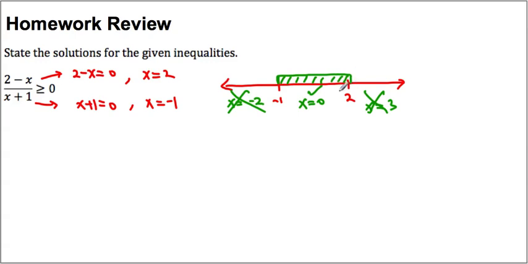Let's look at 2 for a second. Can I plug in 2? Yes, if I plug in 2, then my fraction will be equal to 0, and that is accepted. So in this case, I'm going to have a closed circle. On the other hand, on the left-hand side, if I plug in negative 1, you will realize that my fraction will not be defined. Therefore, it cannot be equal to 0, nor greater. So this will be an open circle on the left side. And that will be our answer for the first one.